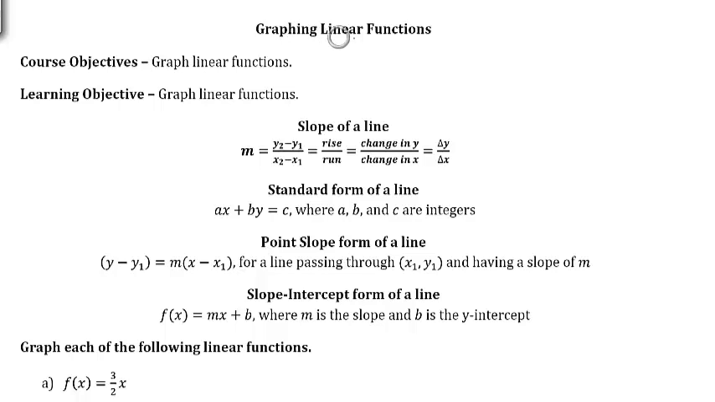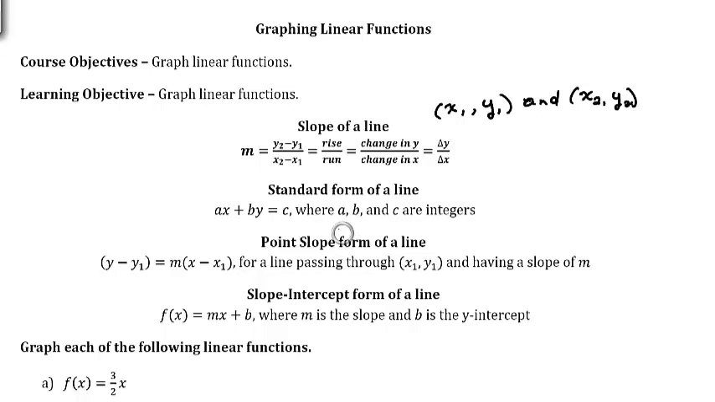This lecture video is about graphing linear functions. So the slope of a line is going to be an important thing in this, and the slope is always denoted with an m, and the equation for the slope is y2 minus y1 over x2 minus x1, and this is the slope of the line that passes through the points x1, y1 and x2, y2.